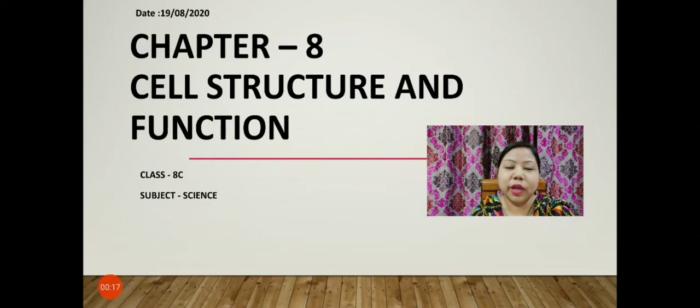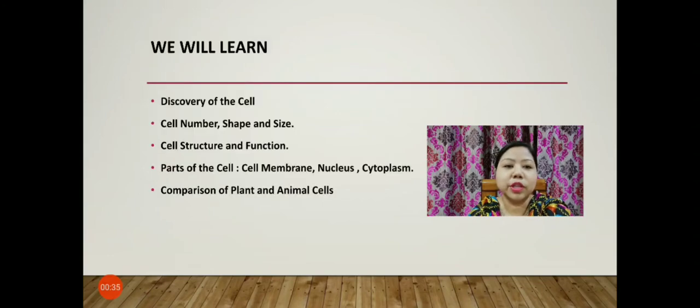So, children, we have already completed the previous chapter, that is combustion and flame. And today we will be beginning a new chapter, chapter number 8, cell structure and its function. So first let us see what we are going to learn from this chapter.